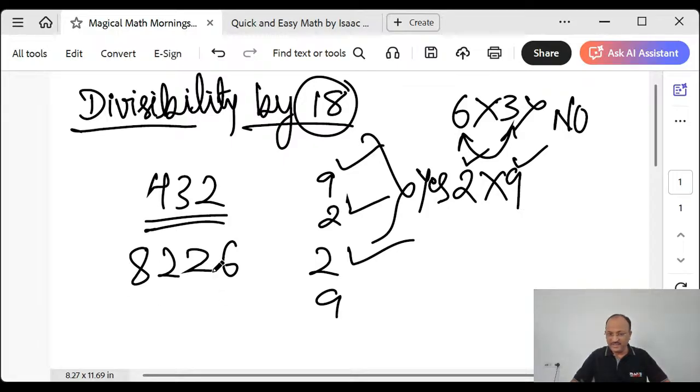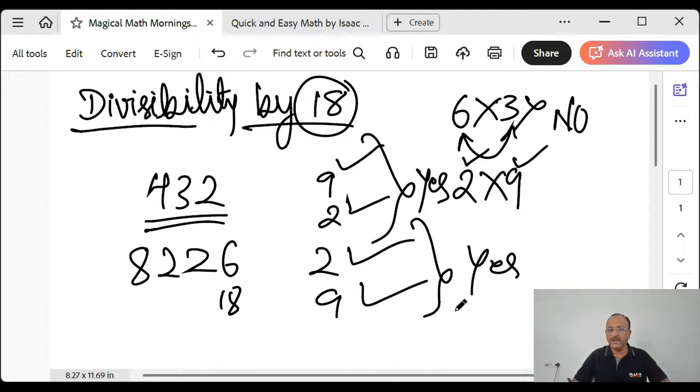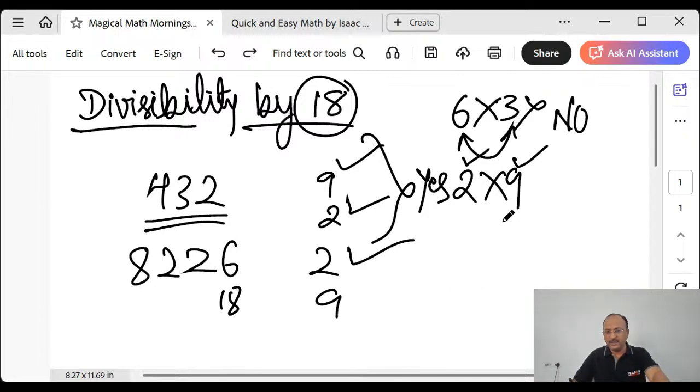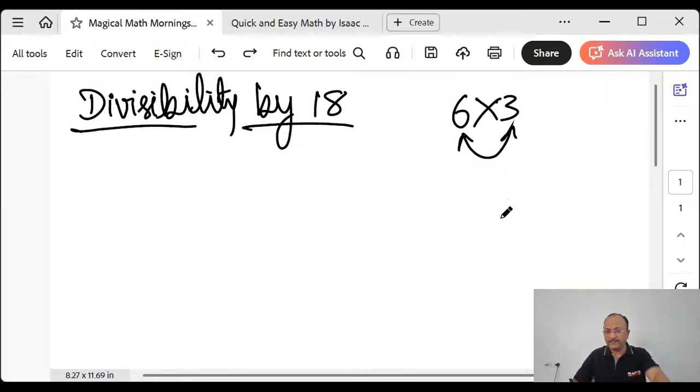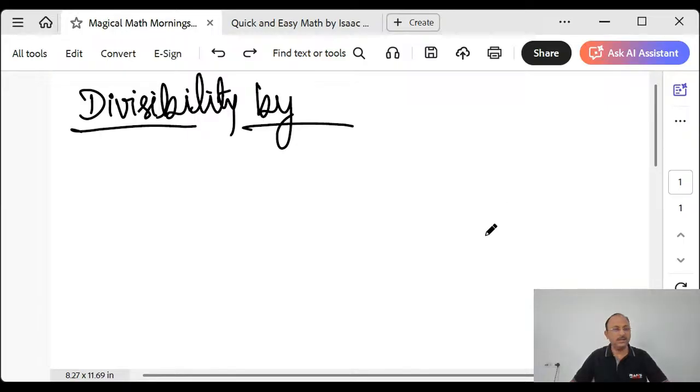Yes, the sum of the digits is 18, which is divisible by 9. So both are yes, which means it is divisible by 18. Now, you understood? Any number, you should be able to express in terms of co-prime numbers. Correct? Now, if we get any number like 24, what should we do? What are the prime factors it can be expressed in?